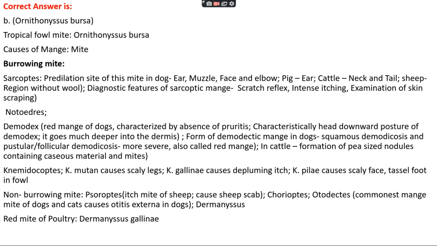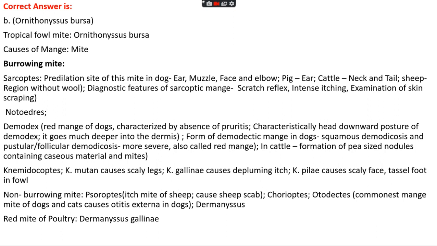skin scraping. Okay. And if we talk about Demodex, it mainly causes red mange of dog. It's mainly characterized by the absence of pruritus and by head downward postures of the Demodex. If you see Demodex, we find its head downward posture, and this Demodex goes much deeper, up to the dermis, and forms demodectic mange in dog. Squamous demodicosis and pustular follicular demodicosis are the two types of demodicosis caused in dog, out of which pustular follicular demodicosis is more severe and is also known as red mange. While in case of cattle, it only forms pea sized nodules which mainly contain caseous material and mites.